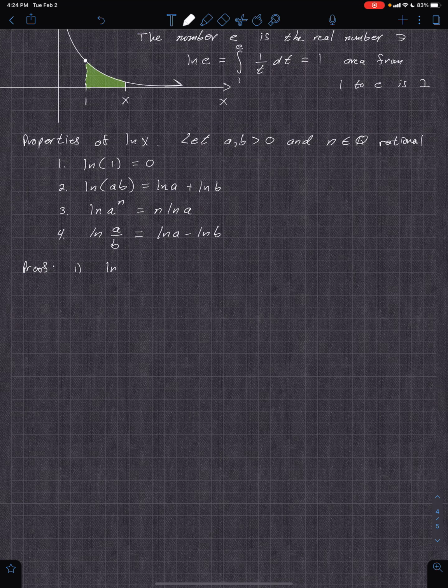So we know ln x is equal to the integral from 1 to x of 1 over t dt. So we're just going to say the integral from 1 to 1 of 1 over t dt. Well, that's just ln 1 minus ln 1, which is equal to 0. You subtract the same thing, you get 0. So you evaluate at 1, you get 0. There's no area, essentially.